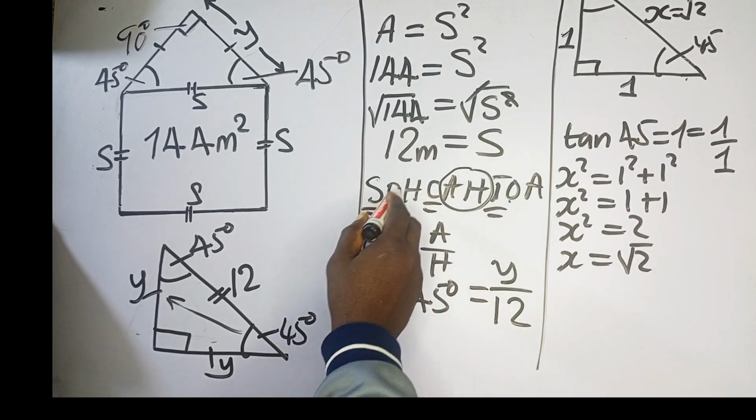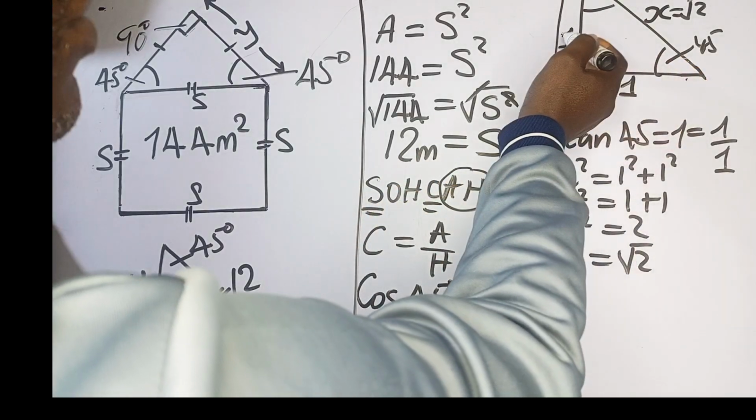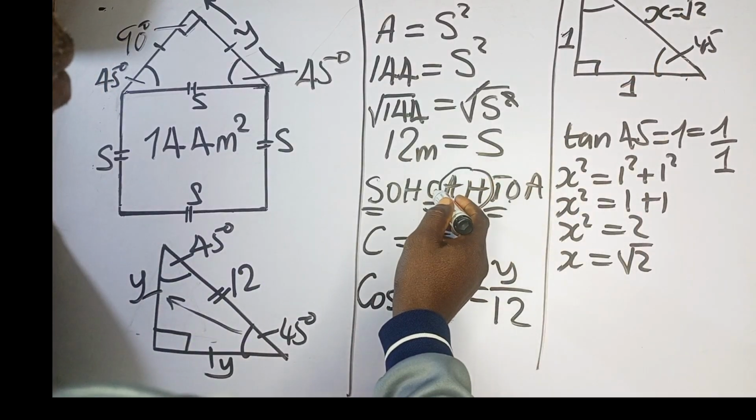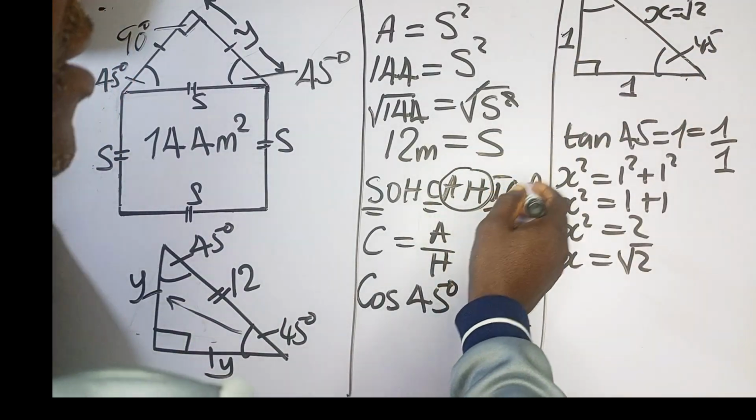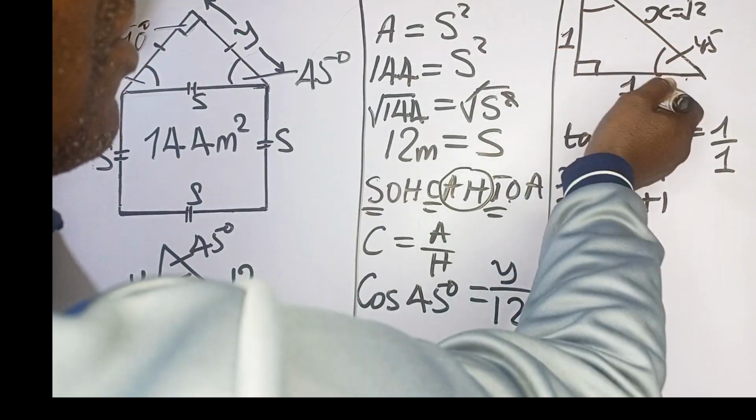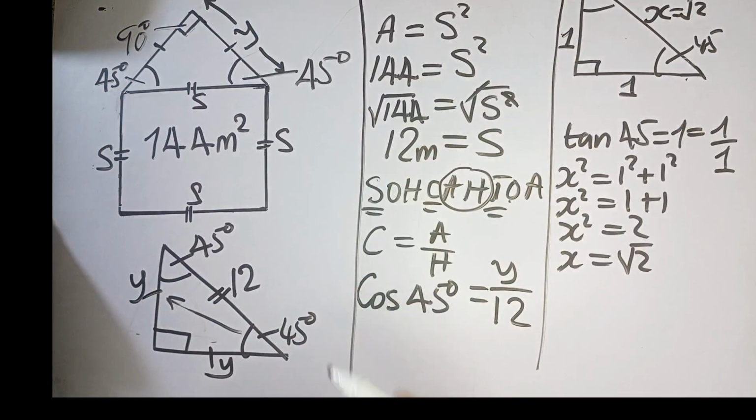All right, sine is opposite all over hypotenuse. If we are here, it will be the opposite all over hypotenuse. Cosine is adjacent all over hypotenuse. Again, adjacent all over hypotenuse. Tangent is opposite all over adjacent. So that right angle triangle for angle 45 is complete.